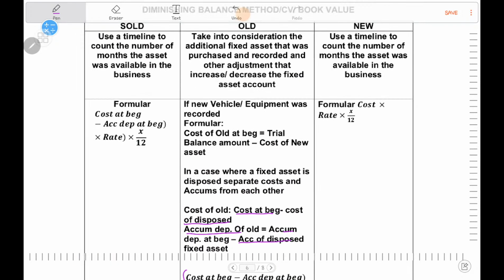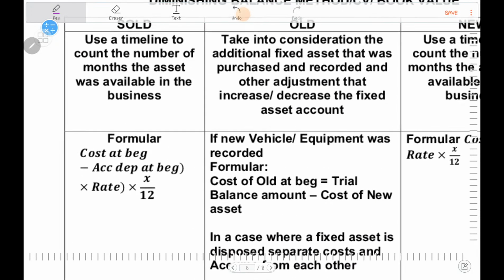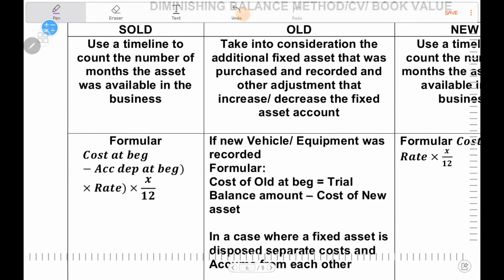Then if maybe the asset is being sold or disposed, again here the answer is simple. We are going to say the cost of that particular fixed asset, then we're going to subtract the accumulated depreciation at the beginning, then we're going to multiply that by the rate, then we're going to multiply that by x over 12. The x over 12 stands for the number of months the asset was available for in the business.